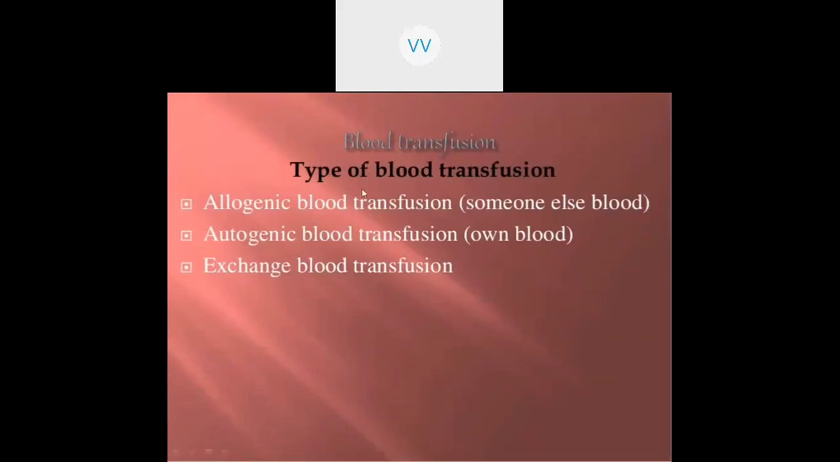Blood transfusion. There are 3 types of blood transfusion. First one is allogenic, someone else's blood, or autogenic, own blood, or exchange blood transfusion. The commonest procedure is allogenic. Allogenic is where I donate the blood.